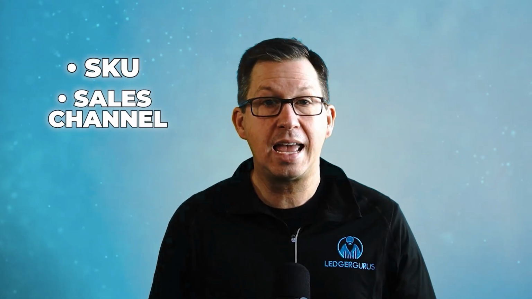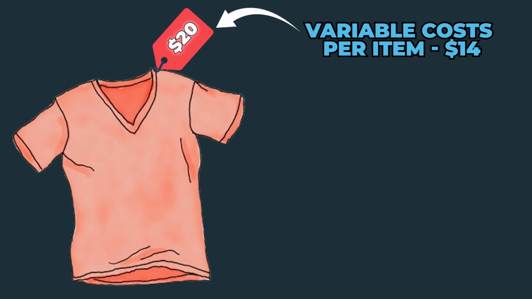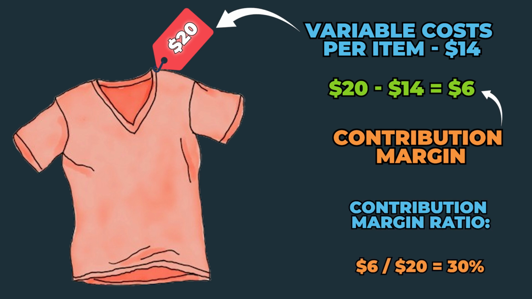You can calculate contribution margin at the product item level, at the sales channel level, and ultimately at the overall business level. Let's do an example at the product item level. Say that you're selling a product for $20 and the variable costs are $14. You're left with $6 in contribution margin. If you wanted to calculate a contribution margin ratio, you divide the $6 of contribution margin by the $20 of revenue, and that would give you a 30% contribution margin ratio.